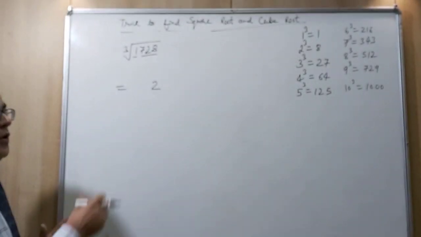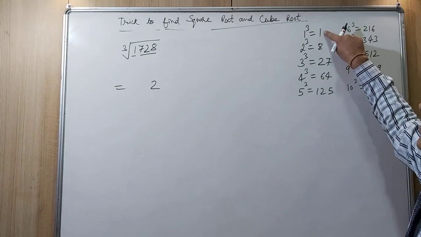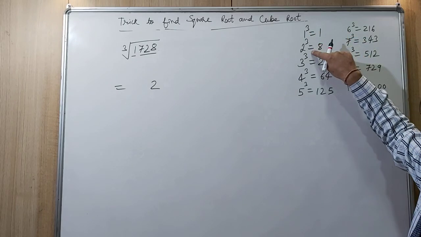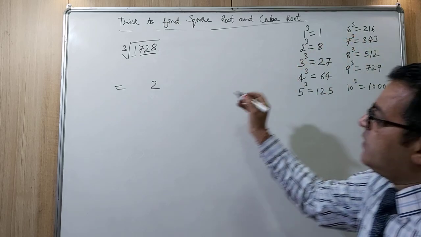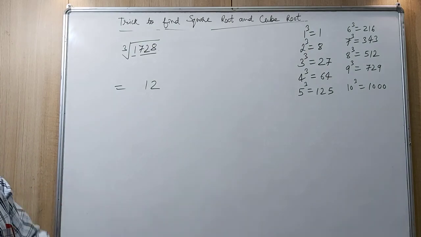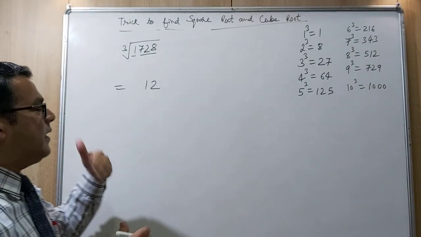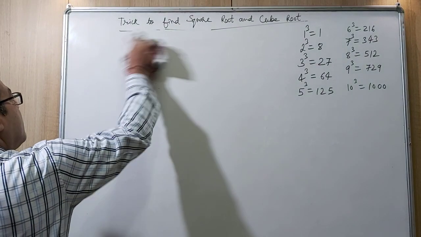Now see the first group, 1. You need to check where 1 will lie. 1 lies between the cube of 1 and the cube of 2. So we need to take the lower value, as we did in square root. So we write 1 here. Since the cube of 2 is 8, and 8 is greater than this 1, we have to take the lower value, that is 1. So 1, 2 means 12. It means the cube root of 1728 is 12. This is very simple. It is simpler than square root. Hope you understand.